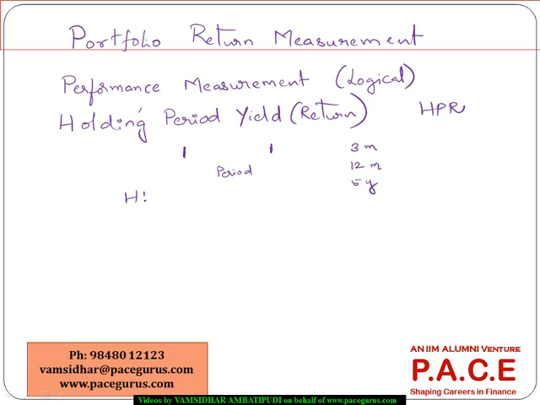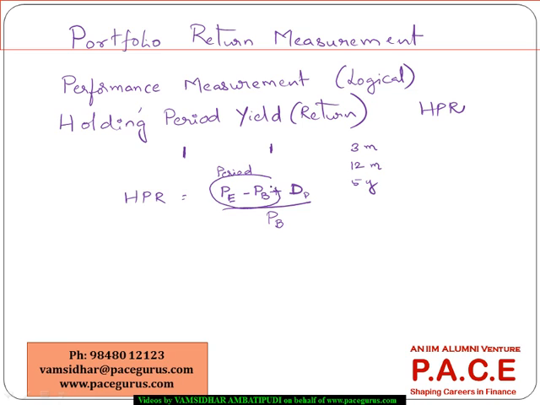So the way that is getting defined is whatever is the price at the end of the holding period minus the price at the beginning of the holding period plus whatever are the intermediate cash flows that have come during the holding period, which we call dividends. If I am talking about a stock, the price of the stock at the end of the period minus the price of the stock at the beginning of the period plus the dividend that I have received during the period, divided by the price at the beginning. So this is what we are calling the holding period return.